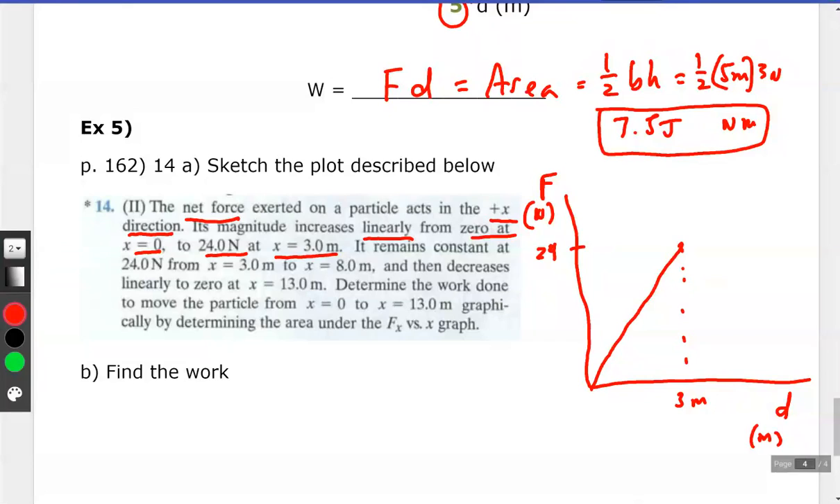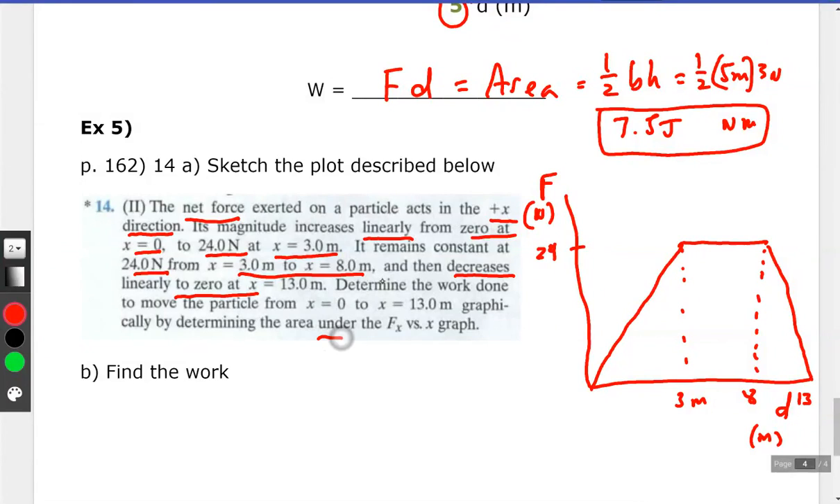And let's see what happens next. From 3 to 8, it's a constant force of 24. So it goes 3 to 8. Might not be the prettiest graph that I make here. 3 to 8, it's 24 newtons. And then it decreases linearly to 0 by 13 meters. Yeah, this is pretty terrible, isn't it? That's linear, and it's 13 meters. But that is not a great plot. I apologize for that.